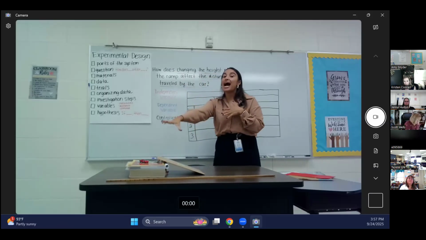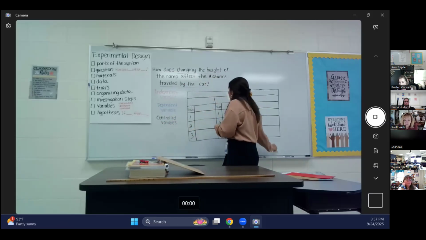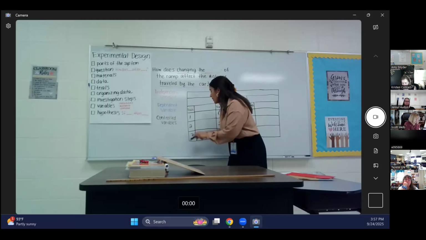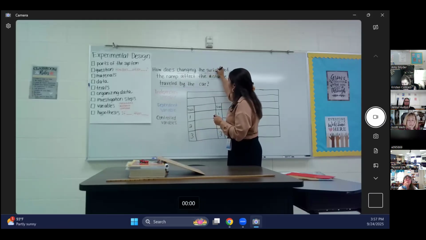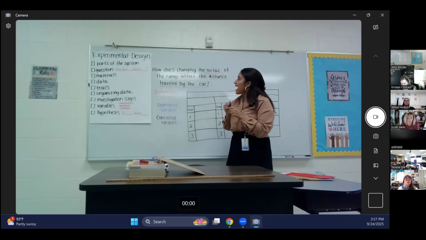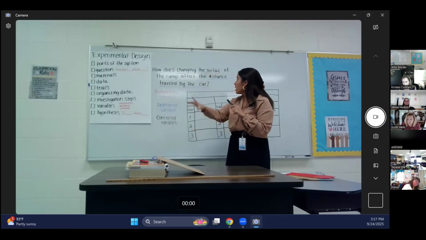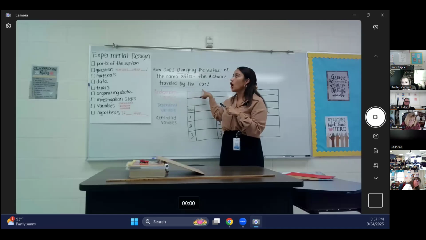Yesterday we changed the height, okay? So today we are going to change the surface of the ramp. So our question that we're going to answer together is, how does changing the surface of the ramp affect the distance traveled by the car?